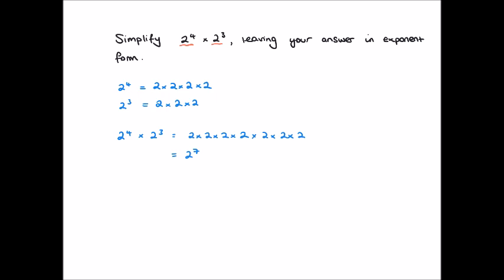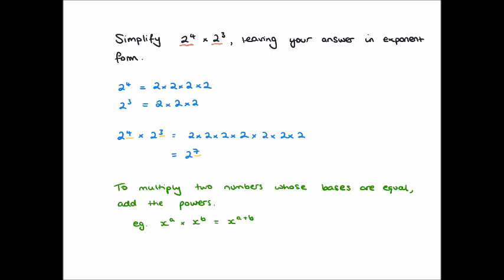But could we have saved some time here? You might have noticed that the sum of 4 and 3 is equal to 7, and we can actually generalize. The rule is, if the base, which is the big number, here that's 2, is the same in our numbers, we multiply them by adding the powers. So x to the power of a times x to the power of b is x to the power of a plus b. This holds for both numerical terms and algebraic ones. So 3 squared times 3 to the power of 9 is 3 to the power of 2 plus 9, which is 3 to the power of 11.